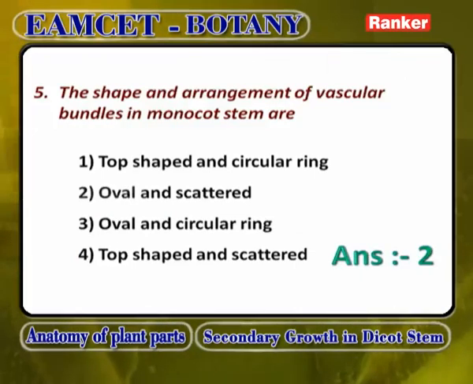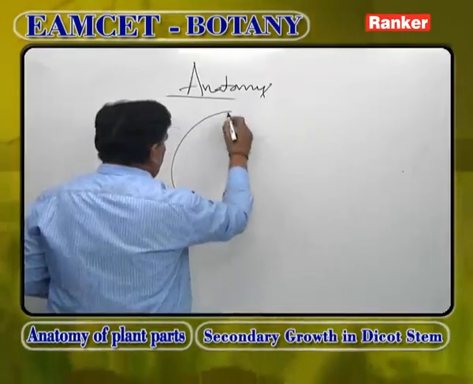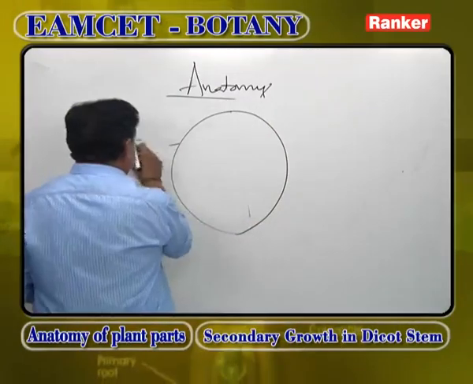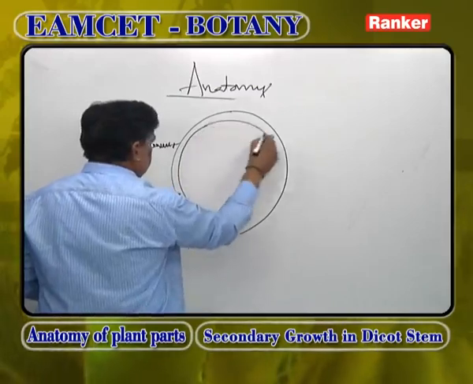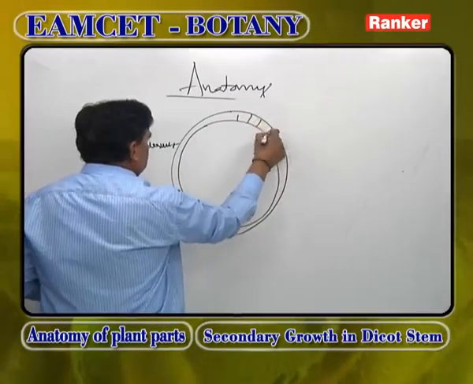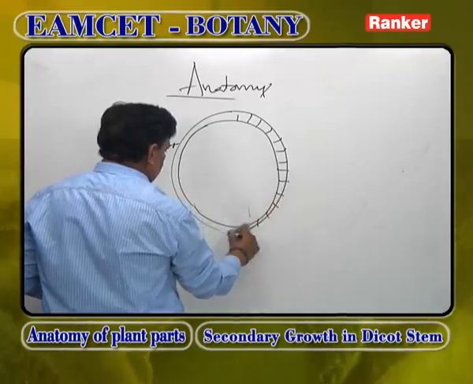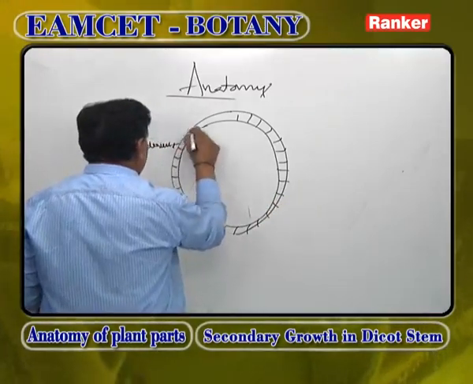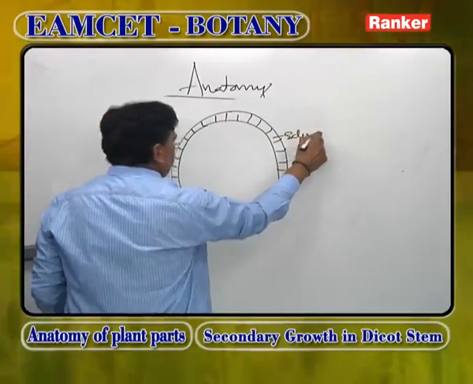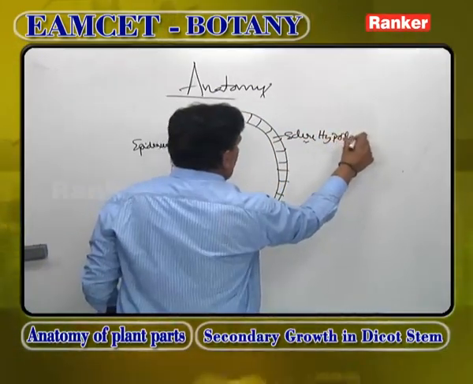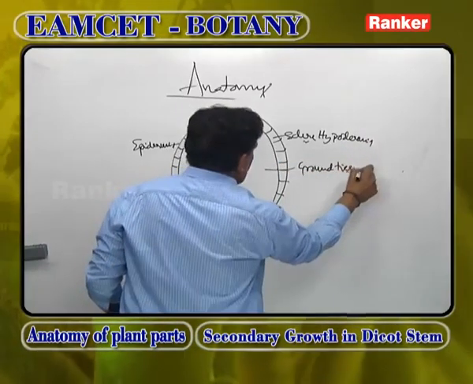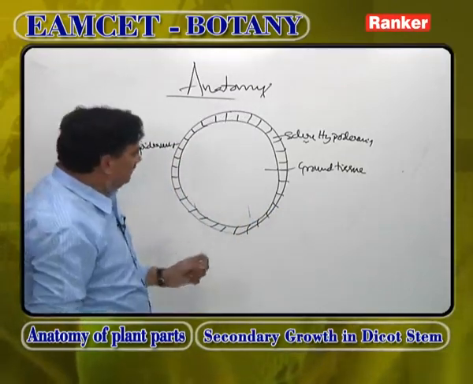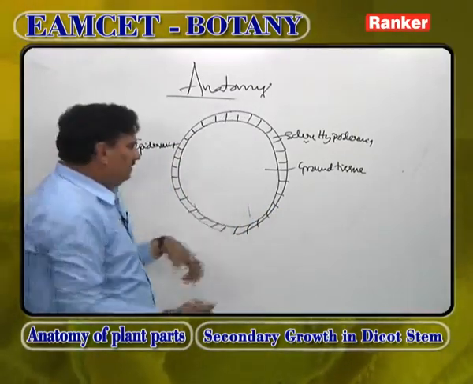The shape and arrangement of vascular bundles in a monocot stem. Whenever you see the ground plan of a monocot stem, it appears like this. It shows epidermis without trichomes. Just below the epidermis, there is a sclerenchymatous hypodermis. In the dicot stem, the hypodermis is collenchymatous; in the monocot stem, the hypodermis is sclerenchymatous. The total inner portion is filled with parenchymatous ground tissue. There is no differentiation into general cortex, endodermis, pericycle, medulla and medullary rays.